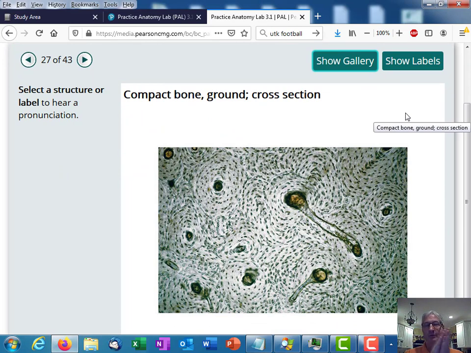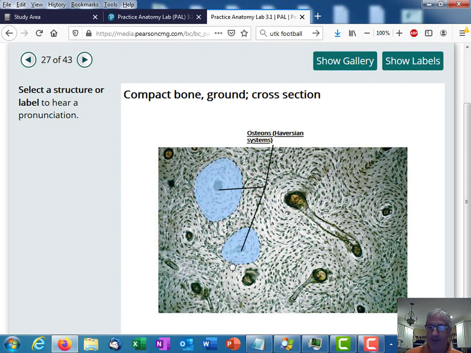What you do is you take bone, grind it up into tiny pieces, and it fits on a microscope slide. If it's fine enough, you can get light through it and see the structures in here. So you can see the osteons, these circles here, and there's another one down here. I'm trying not to highlight some things, because when I go across the slide, it also highlights.